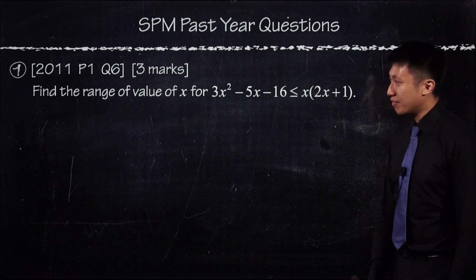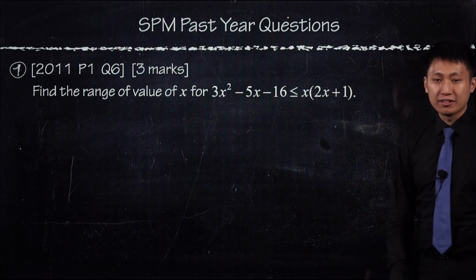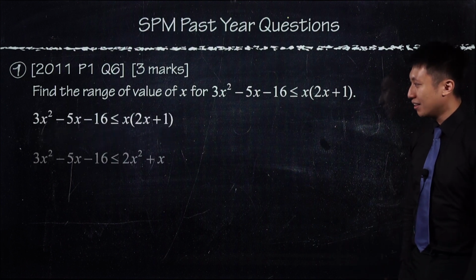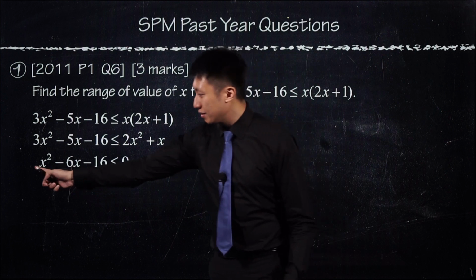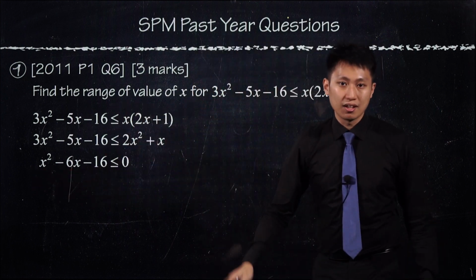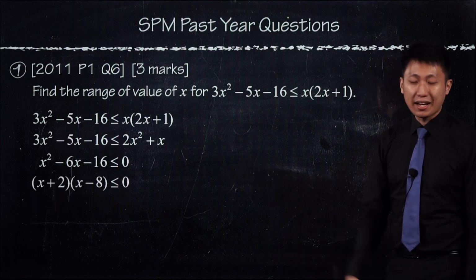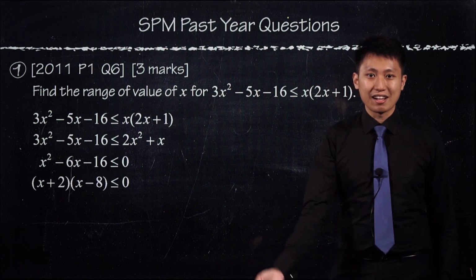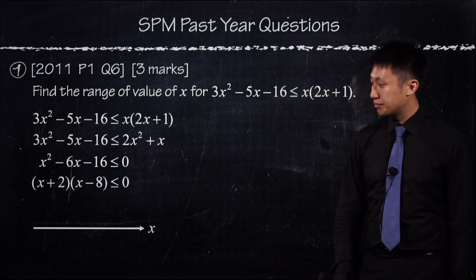Okay, first one. Find the range of values of this one. You want this one to be less than or equal to this one. Nothing hard. Just expand, simplify, and move everything to one side, with positive x squared on one side and 0 on the other side. I factorize this. If you don't factorize, you use the formula. If you don't use the formula, you use a calculator and get the two roots. The roots are -2 and 8.